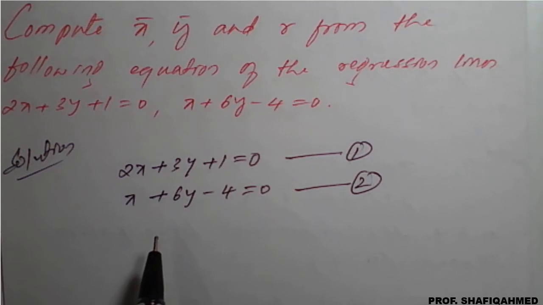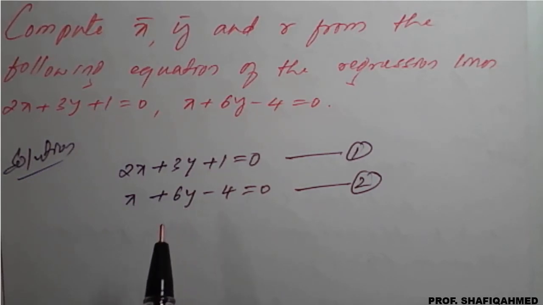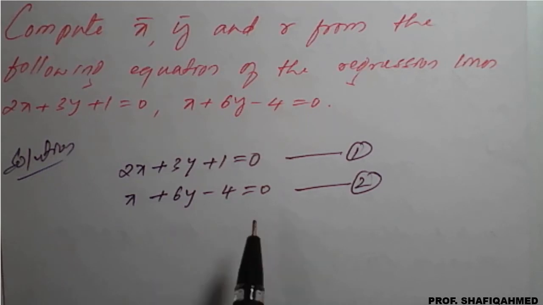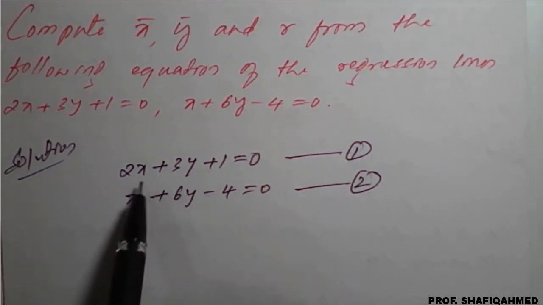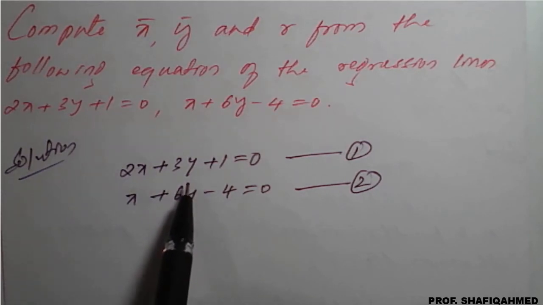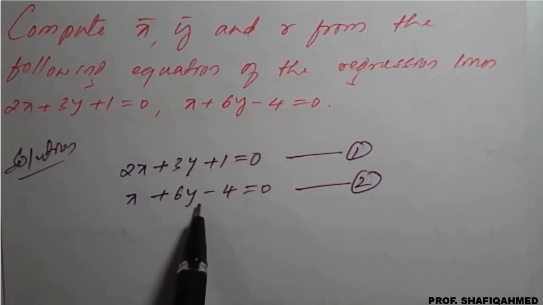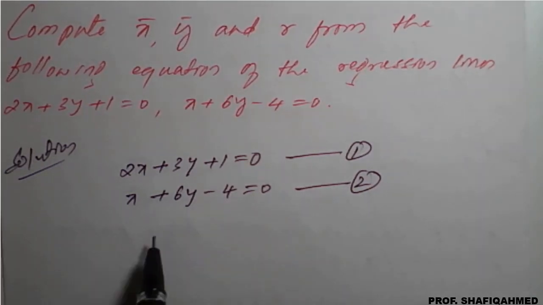To obtain x bar and y bar, we must write these regression lines in the form of y on x and x on y. To find the value of r we need that form correctly, that is the regression line form. This is also a regression line, but we have to make one equation as y on x and the second equation as x on y. So let's see.